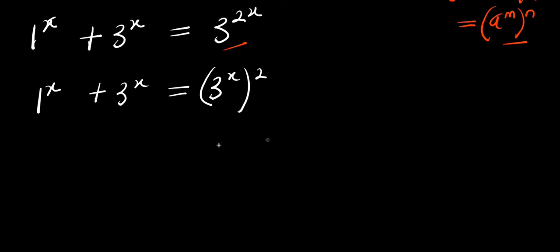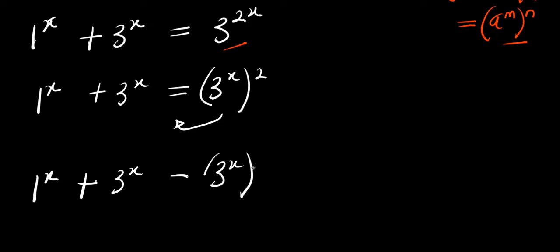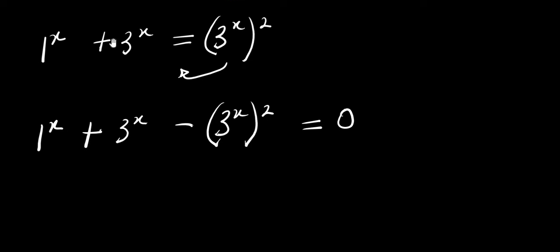From here, I can move this over here. I have 1 power x plus 3 power x minus 3 power x raised to the power of 2, and this equals 0. Now our equation is ready, but we have a problem here: 1 to the power of x. Now, if you have 1 to the power of x, irrespective of the value of x here, you are definitely going to have 1.